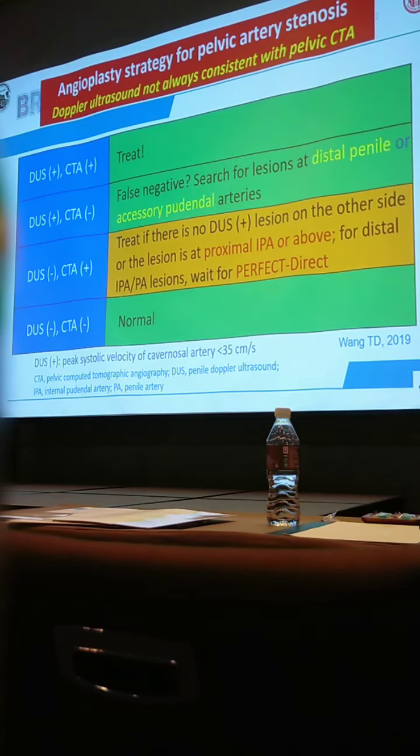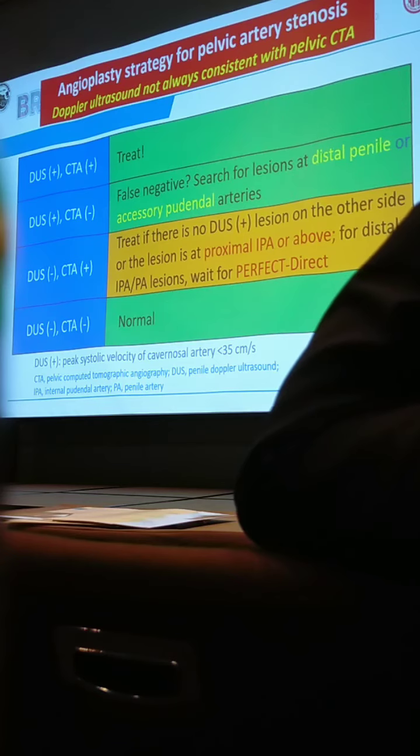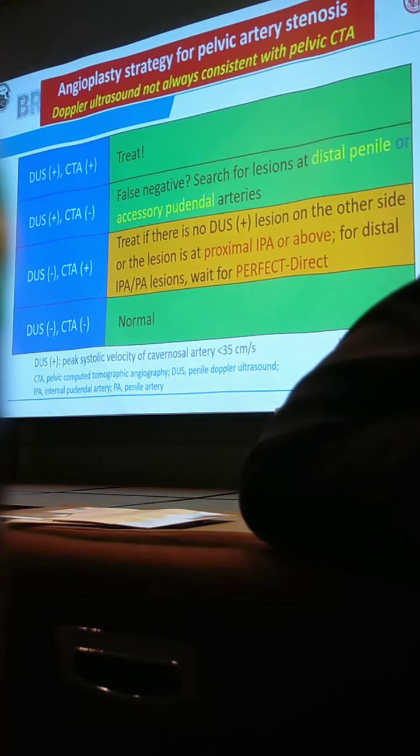And then, being criticized a lot is whether you have physiological evidence for any improvement. So probably 3 years ago, we started to routinely perform penile Doppler scan before the intervention. And then you will find an interesting finding, because sometimes the Doppler finding and CT finding are not consistent. So there are 4 scenarios. If they are consistent, it's very easy. But if not, I think the inconsistency happens in around 30 to 40% of cases.